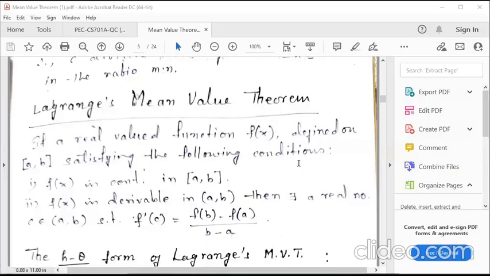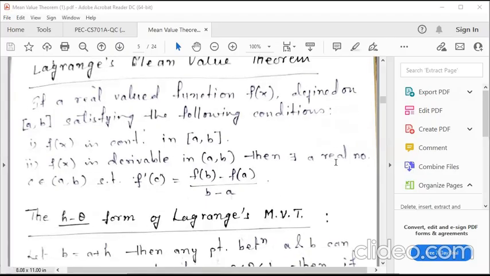So next mean value theorem, which we are going to move on to, is Lagrange's mean value theorem. Let us see what the statement says. If a real valued function f(x) defined on closed interval ab satisfies the following conditions: number 1, f(x) must be continuous in closed interval ab, similar to the previous one, and f(x) should be derivable in open interval ab, then there exists a real number c somewhere between a and b such that f dash c equals f(b) minus f(a) divided by b minus a.